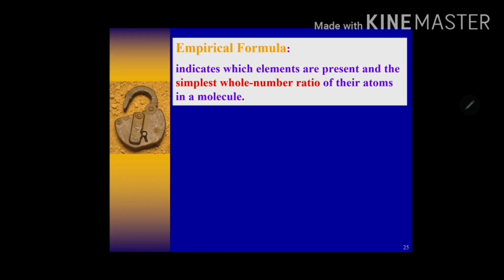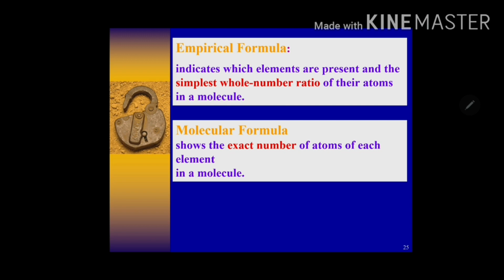First, let's look at the definition of empirical formula. So, empirical formula indicates which elements are present and the simplest whole number ratio of their atoms in a molecule. Okay, so the keyword is simplest whole number ratio. Next, molecular formula shows the exact number of atoms of each element in a molecule. Okay, the keyword is exact number.